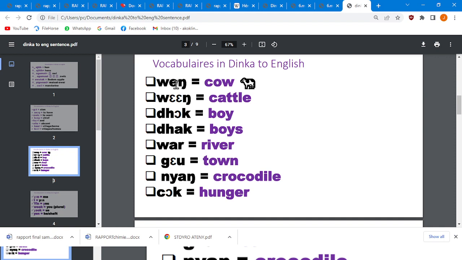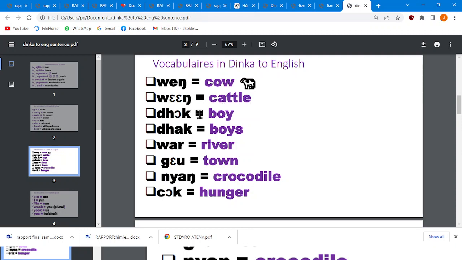Wing means cow. You can see the photo of cow here, emoji of cow. Wing, cow. Wang means cattle. Wang means plural form of wing. You can say cows. And if you say wang, that means cattle, simple cattle.